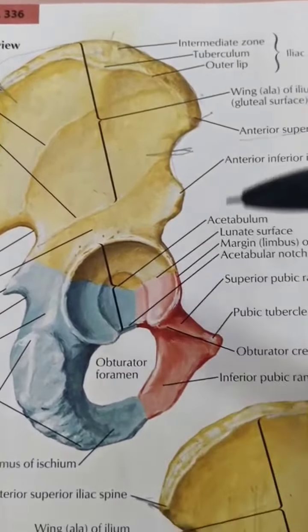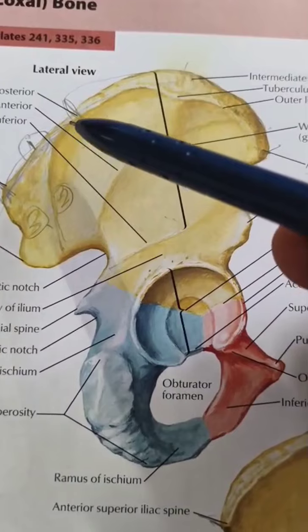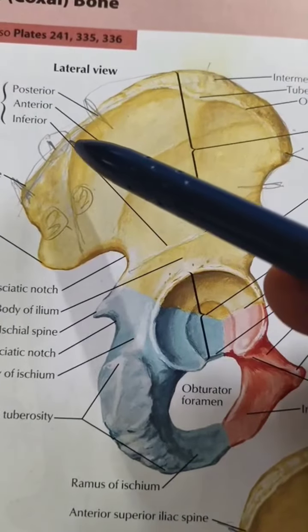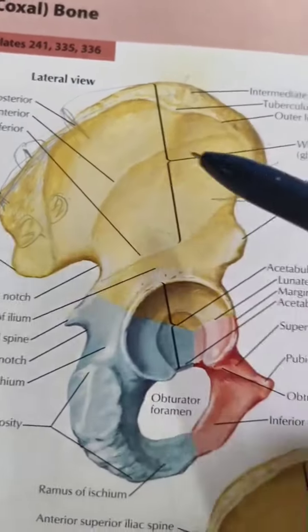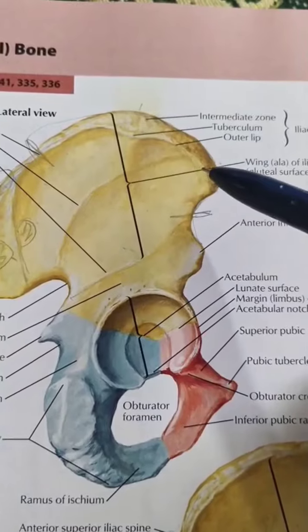See here, this is the ventral segment of the iliac crest, that is the anterior more than three-fourths, and this is the dorsal segment of the iliac crest, the posterior less than one-third. This ventral segment, more than three-fourths, has an outer lip.